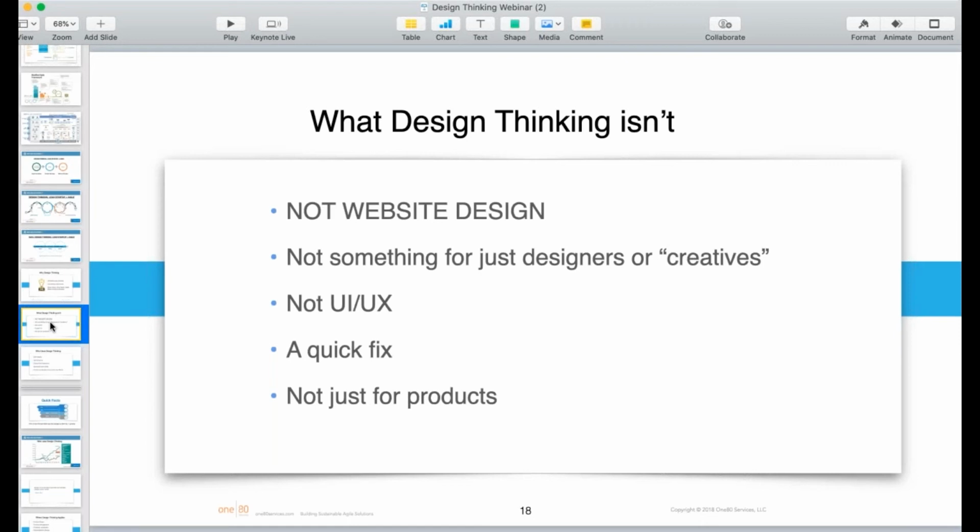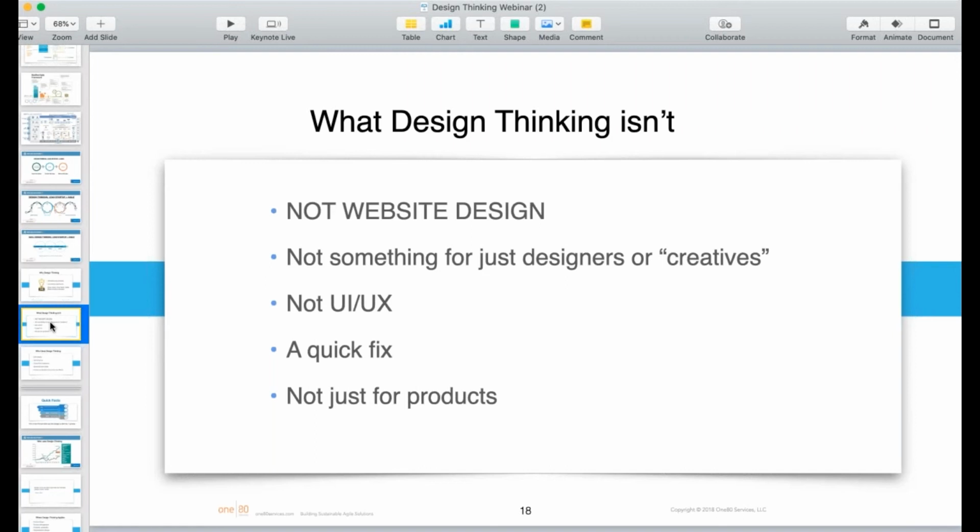Now you can take what you learn from design thinking and plug it into UI, UX designs. But this is a whole separate process from that. It's not about UI, UX. It's not about creating websites. It is not for creative people. Well, it is for creative people, but it's not only for creative people.